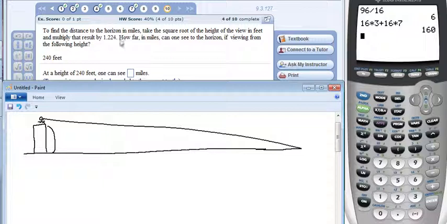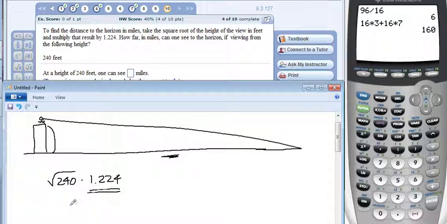So it says to find the distance, that would be down in here, the distance to the horizon, take the square root of the height, however high you are. This time we're at 240. Okay, so we take the square root of the height, and we multiply that result by 1.224. Okay, so times 1.224.